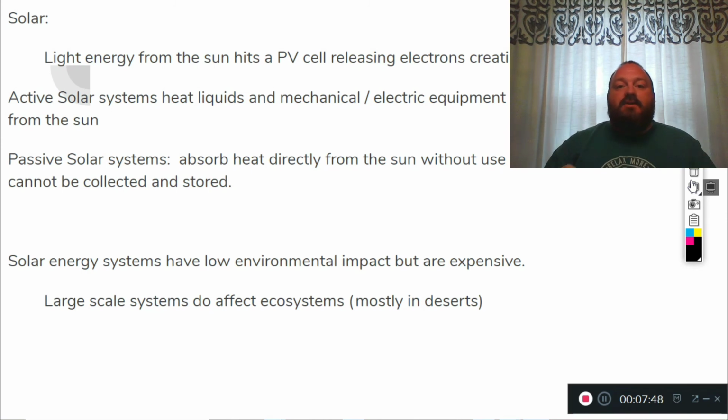Again, don't ever say it's a clean source of energy on the AP exam. Elaborate what you mean by that. It's a non-atmospheric polluting form of energy. There is going to be pollution in the life cycle of that photovoltaic cell, though.